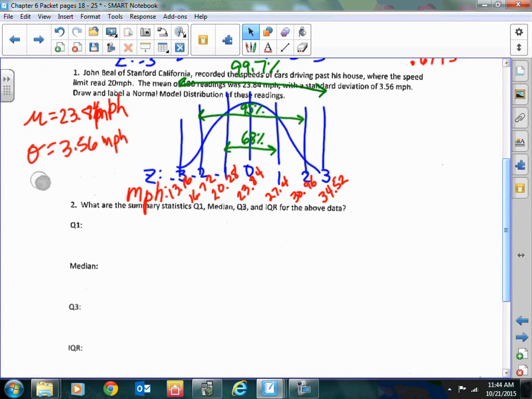Okay, so those are the 3 things that I want you to put down on a normal curve when you're going to be drawing it on your warm-up and on your quiz. And if I say draw a full normal curve, that's what I'm going for. And I don't need to box on it, yeah.